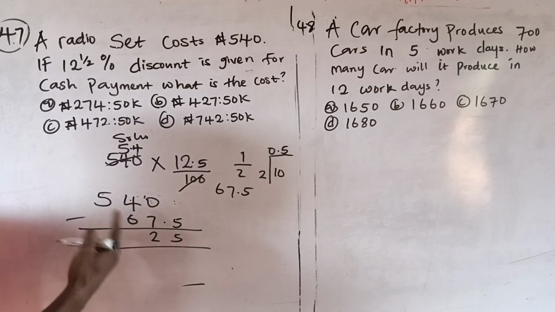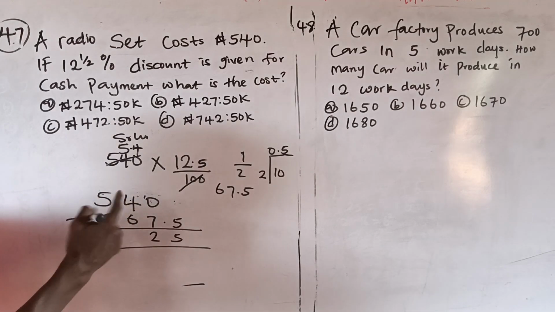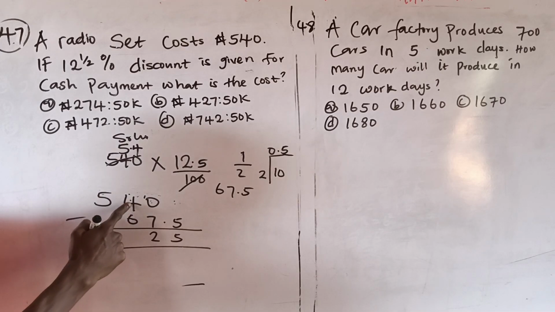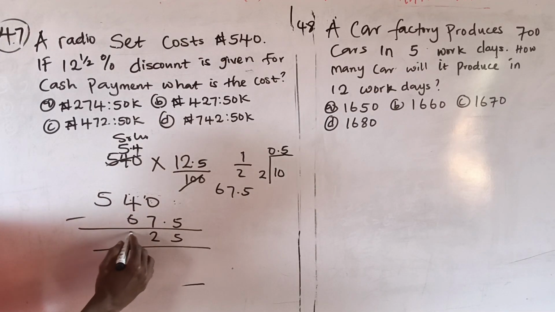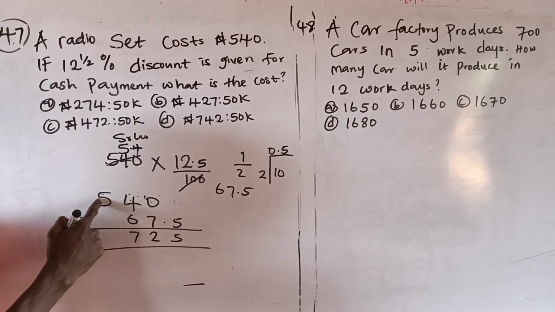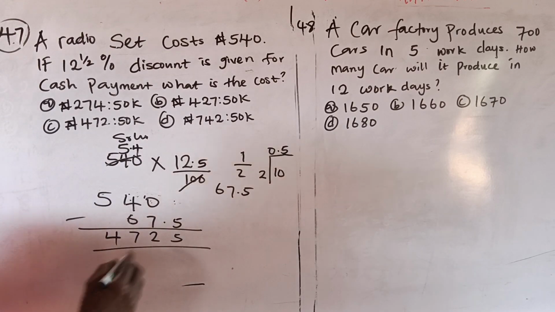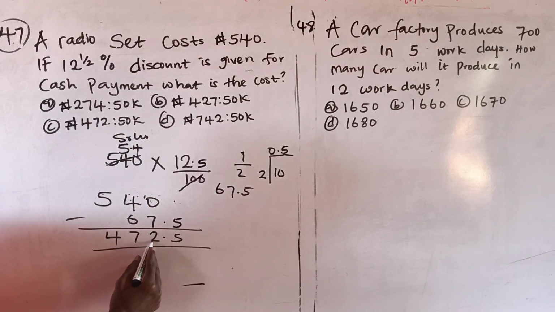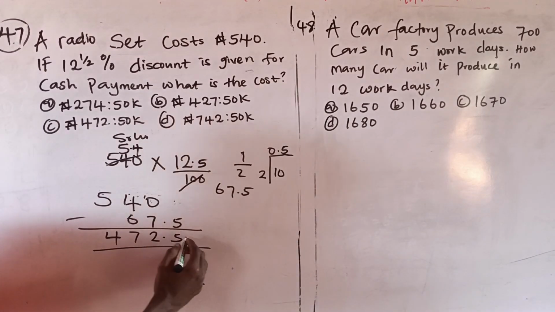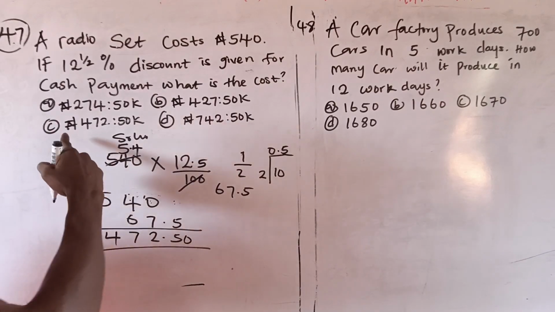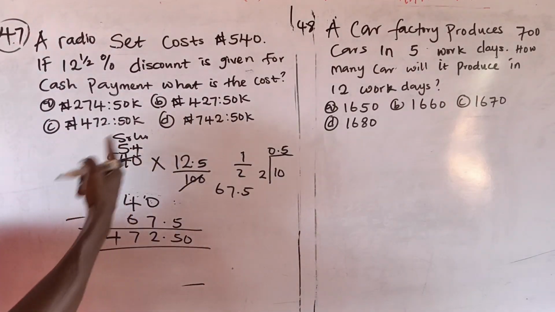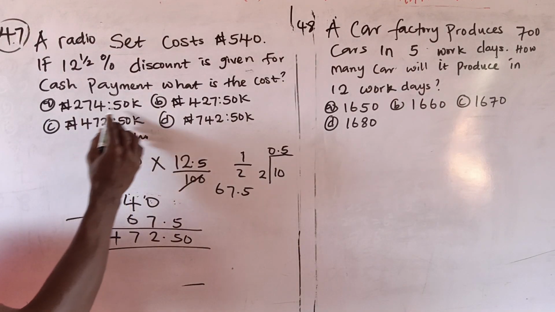3 minus 6 is impossible. We borrow 1 from this 5. We put it here. This one will be 13. 13 minus 6 will give us 7. So remember, what remains here is 4. So 4 minus 0 will give us 4. So here our answer is 472 naira and 50 kobo. You can put 0 here. So check the option if the answer is there. So option C is the right one.